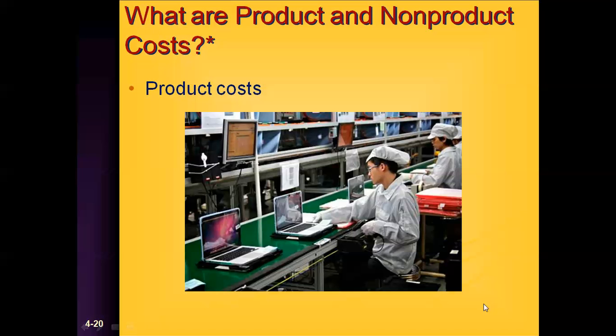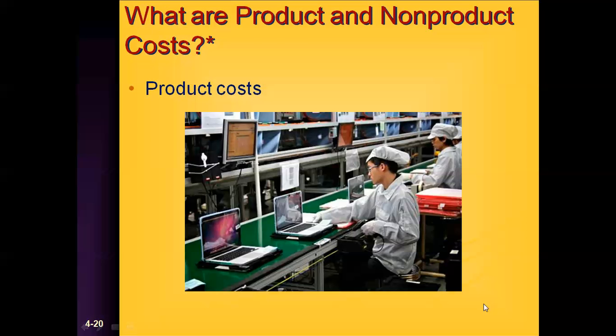For instance, in this particular case, in this picture, you can see a person on a manufacturing assembly line putting together a laptop computer. That laptop is made up of a variety of different types of costs: the keyboard, the screen, the frame. So one of the ways that costs are defined is product costs are defined as those costs that are incurred in connection with the conversion process.